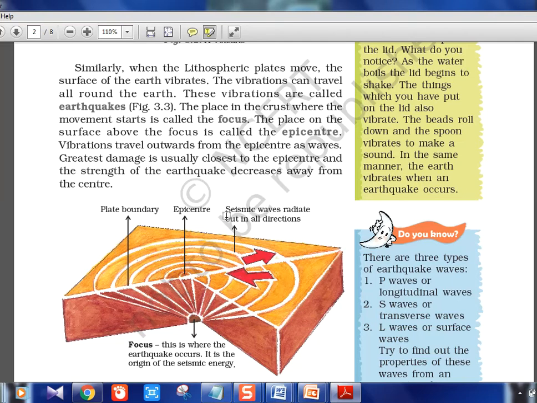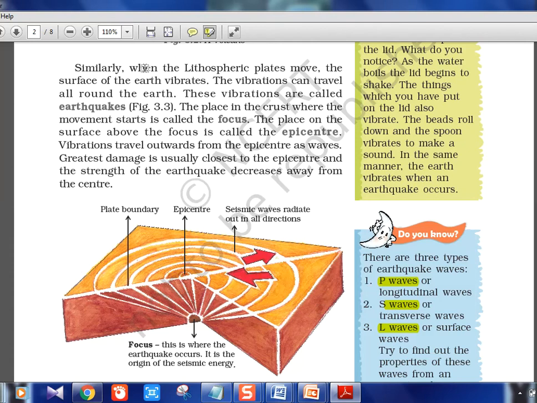So plate boundaries are there, and seismic waves. When they measure it using a seismograph or the Richter scale, you get the magnitude, like we see in the news, a 6.5 earthquake, an 8 earthquake. The values are measured using different instruments. And these are seismic waves, of different types: P waves, S waves, L waves. Details about this we'll see in the next class. I think it will be in the 8th standard textbook, but you should know there are seismic waves called P waves, S waves and L waves.